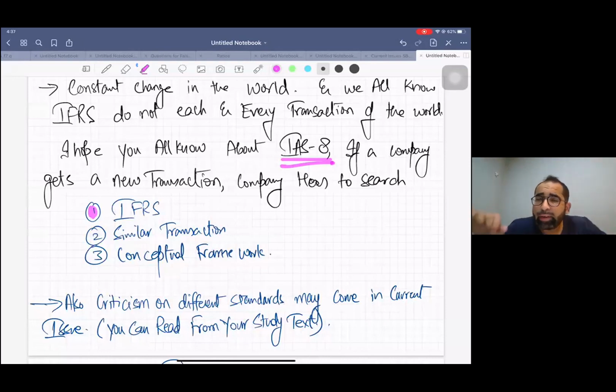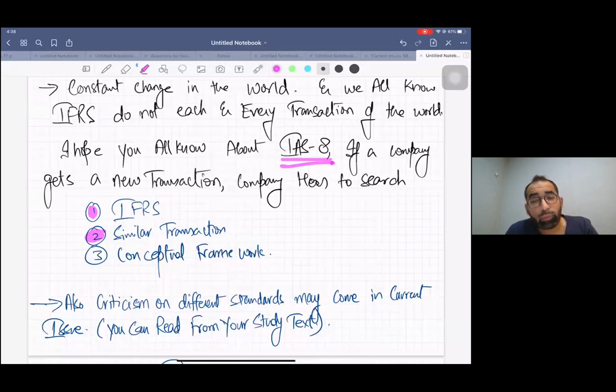Because yes, IFRS means international. It's for the whole world, and the International Accounting Standards Board cannot cover each and every transaction of the world. So that's the limitation of IFRS. Yes, it's a practical limitation. So now what you do, if the treatment of your transaction is not present in the IFRS book, is try to find a similar transaction and copy the treatment of that similar transaction.